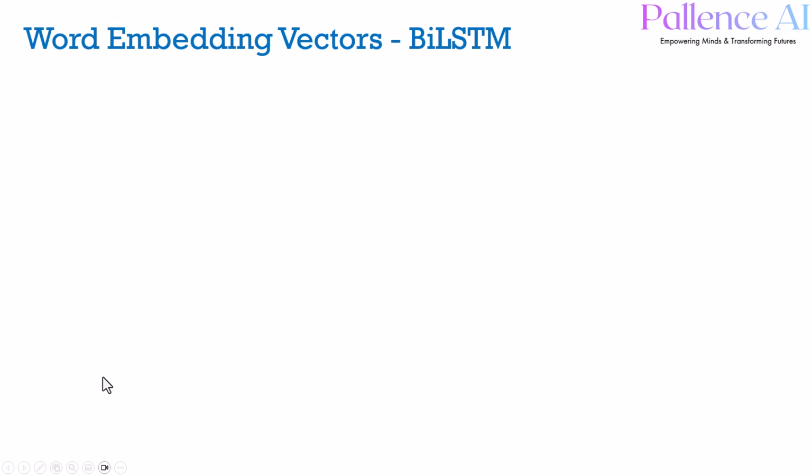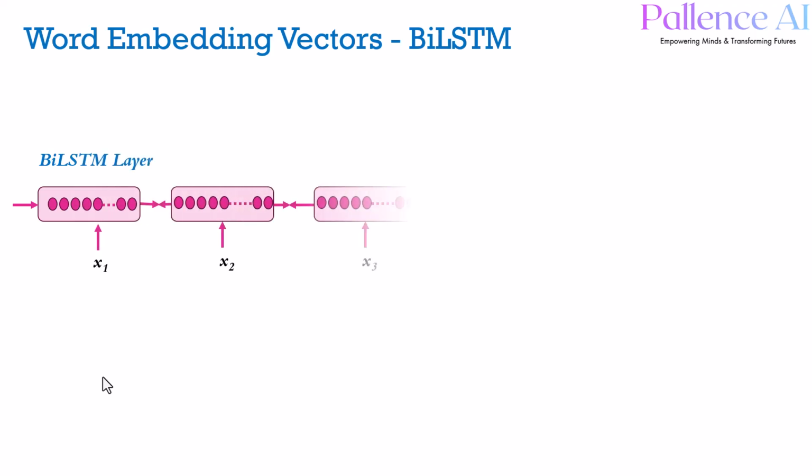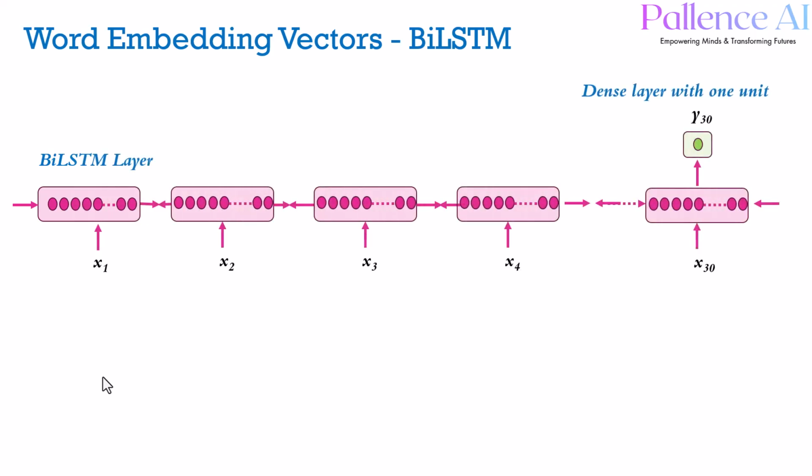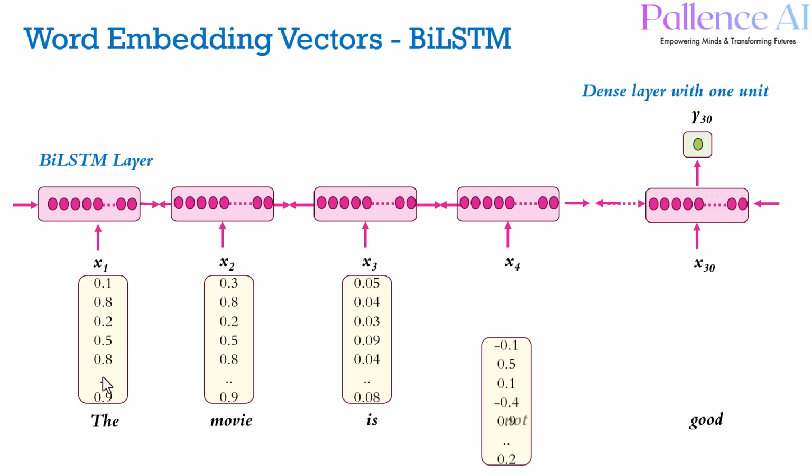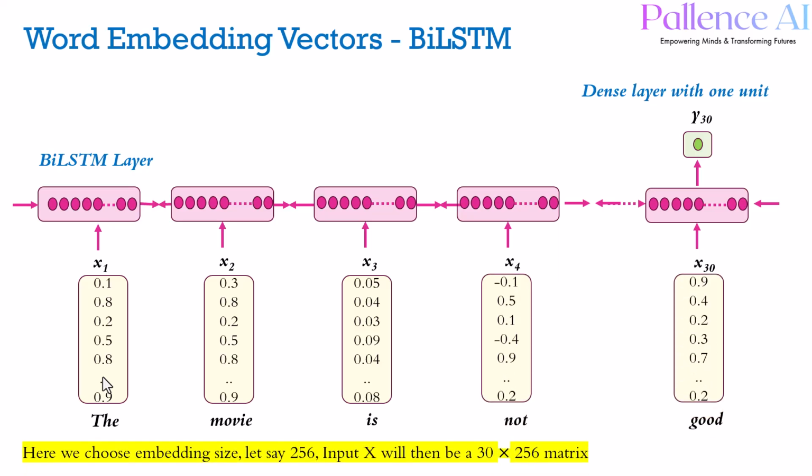Okay. All right. Now, if you're using word embedding vectors instead of one hot vectors, and again using a bidirectional LSTM layer, this is your bi-LSTM architecture, and these are the words in the sentence, and then each word, instead of a one hot vector, you can represent with a word embedding vector. And this is how you can represent it. Again, if you choose a word embedding size of, let's say, 256, then each word is represented by a 256 vector. And then your input size will be 30, because you have 30 words, by 256. Again, the movie is not blah, blah, blah. There might be many words here I have not shown. The last word is good.